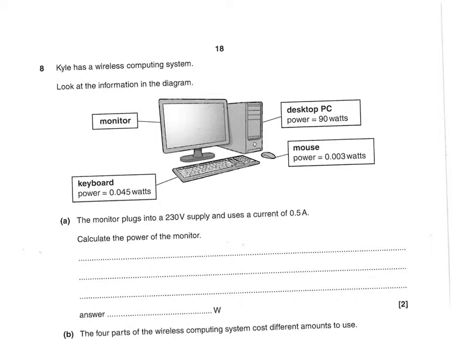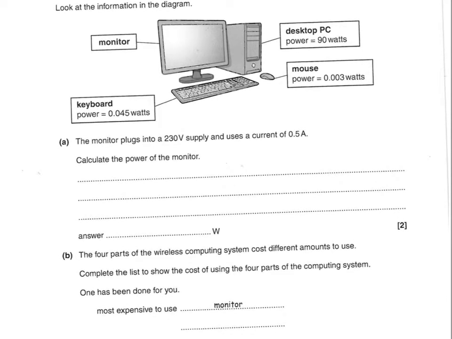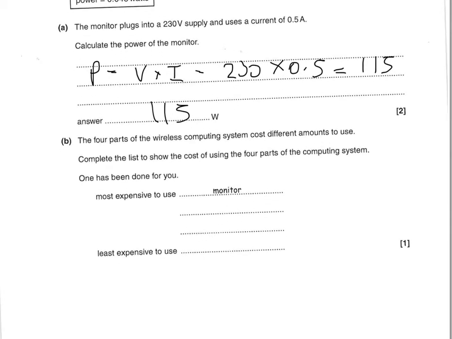Kyle has a wireless computing system. Look at the information in the diagram. The monitor plugs into a 230 volt supply and uses a current of 0.5 amps. Calculate the power. So you must make sure you look at the front of the paper and use the equation for power. So that is power equals voltage times current. So that equals 230 times 0.5, which equals 115. So it's 115 watts.